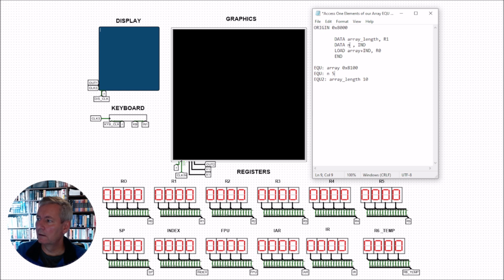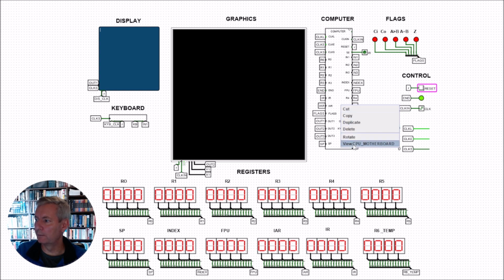So we can go through the process here of having the array length in register R1. We can have the element that we're interested in in the index register. So this is element n, which in this instance is a value of 5. And we can load the contents of the base address, which is 8100 plus the 5, into register R0. So we're going to load the contents of address 8105 into register R0. So let's go ahead and we'll load this up and we'll see it working.